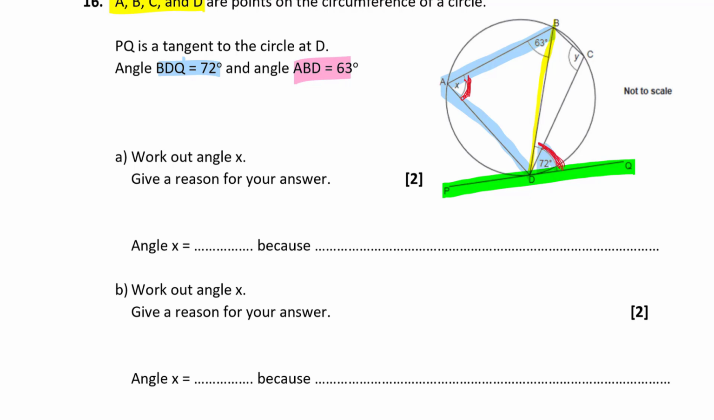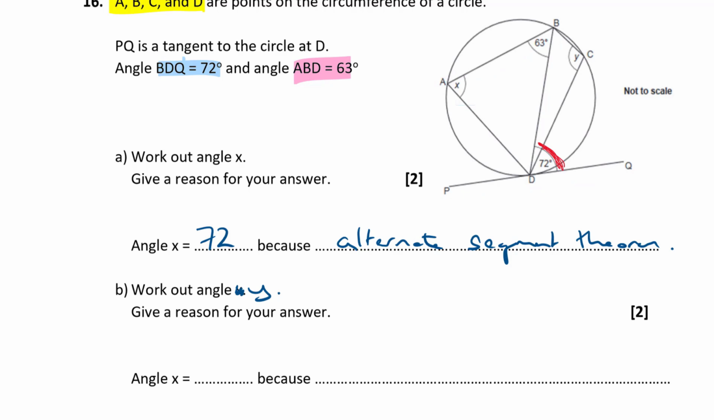So that means that angle X is equal to 72, and the reason is because of the alternate segment theorem. Okay? And the second one, I should read Y, it's a typo. So work out the angle Y at the other side of the diagram. Again, I'm going to clean the diagram off here so we can see it a little bit more clearly.